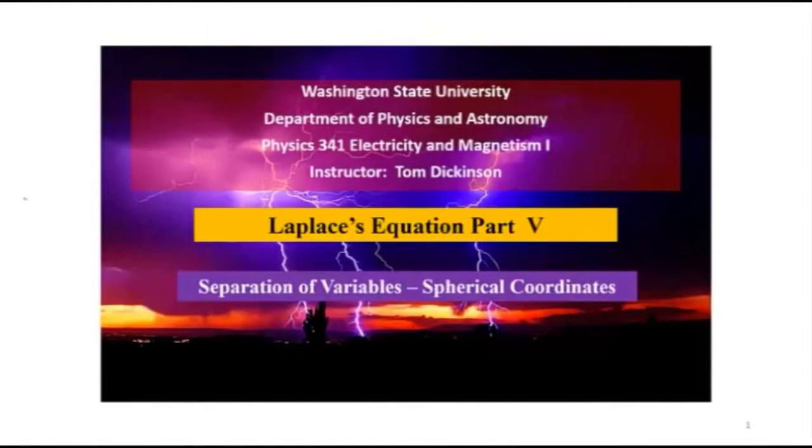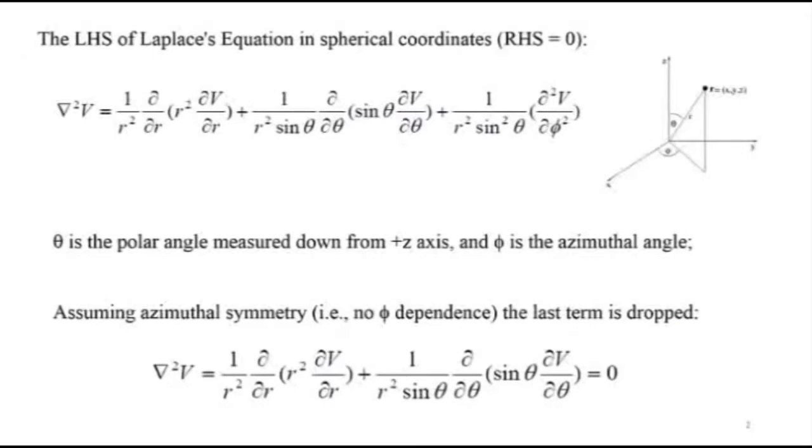So we've been talking about Laplace's equation in Cartesian coordinates. I'd like to now talk about separation of variables techniques applied to spherical coordinates. Laplace's equation involves, of course, the Laplacian operator on the potential, and in spherical coordinates it has three terms: the term that involves derivatives with respect to r, derivatives with respect to theta, and derivatives with respect to phi.